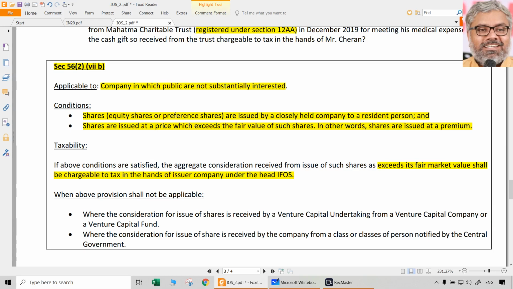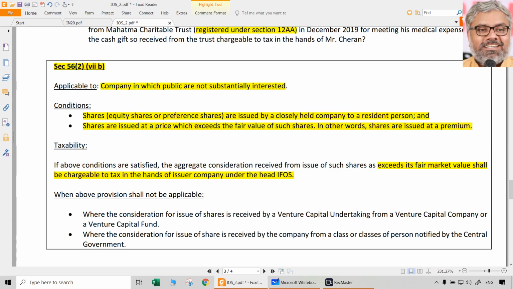For example, if fair market value of the shares of a private company is 100 rupees, but if the company issues the shares at 120 rupees, then that excess amount only will be taxable. That 20 rupees per share, whatever it received, that becomes taxable. What is the variety in that? It is complete variety. Why?